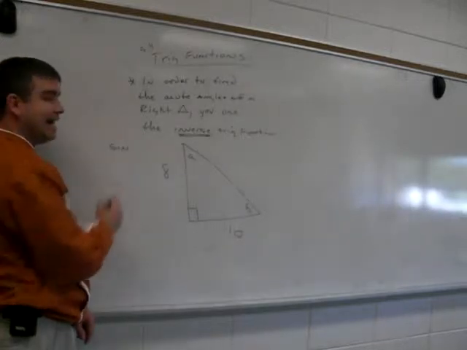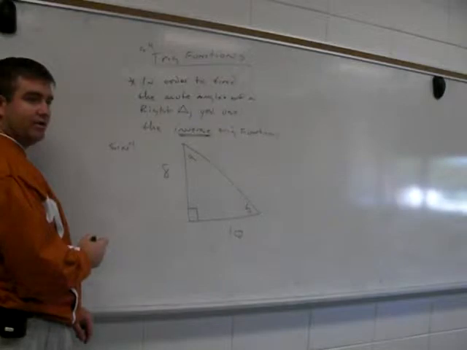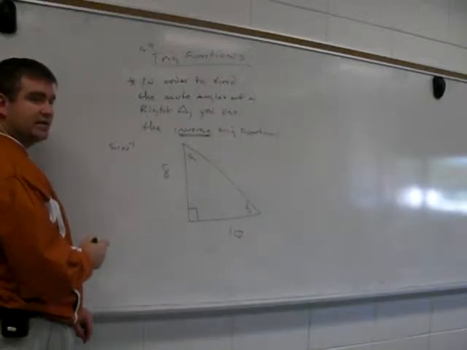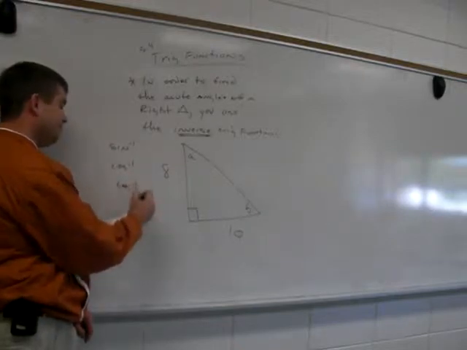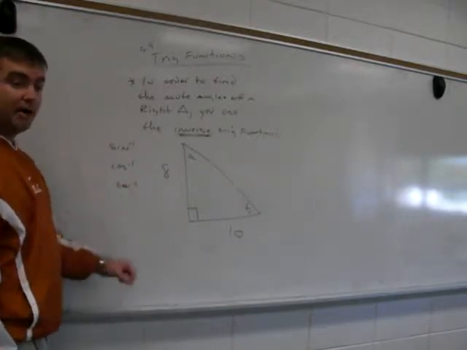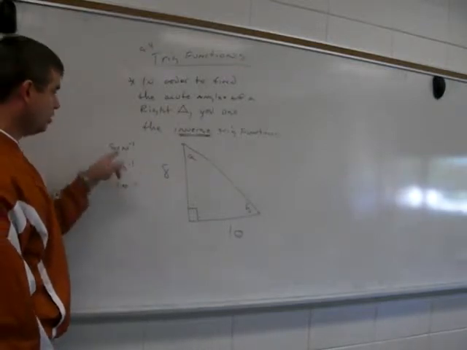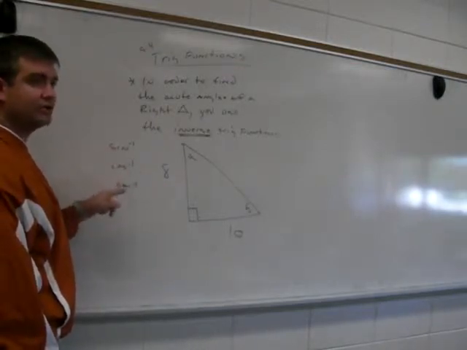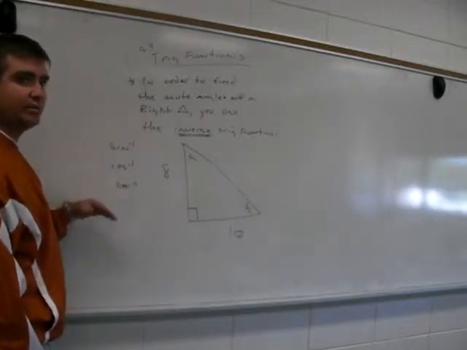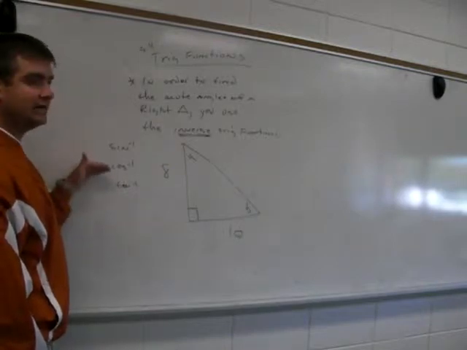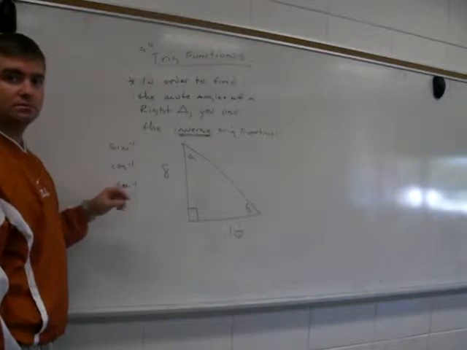Well, instead of sine, which is the normal trig function, we put a little -1 there, and that means inverse sine. Same thing with cosine, same thing with tangent. If you look on your calculator, above sine, cosine, and tangent, in blue are inverse sine, inverse cosine, and inverse tangent. I understand this looks like raised to the -1, but we read it as inverse sine, inverse cosine, and inverse tangent.